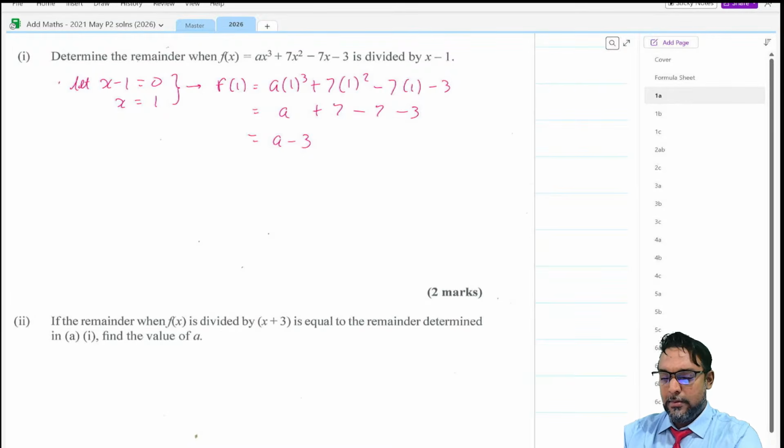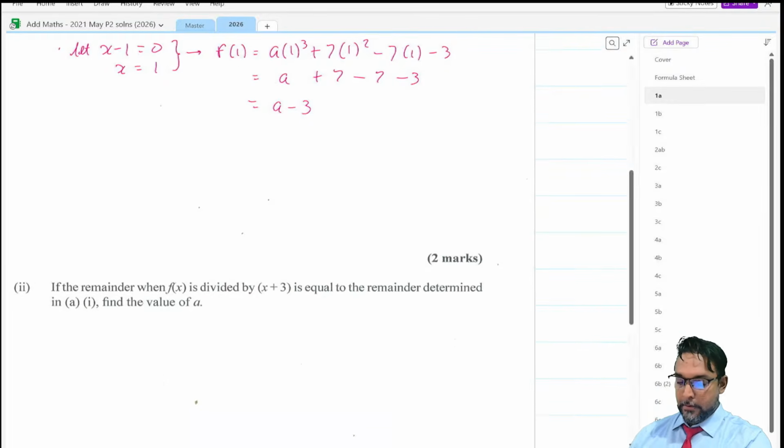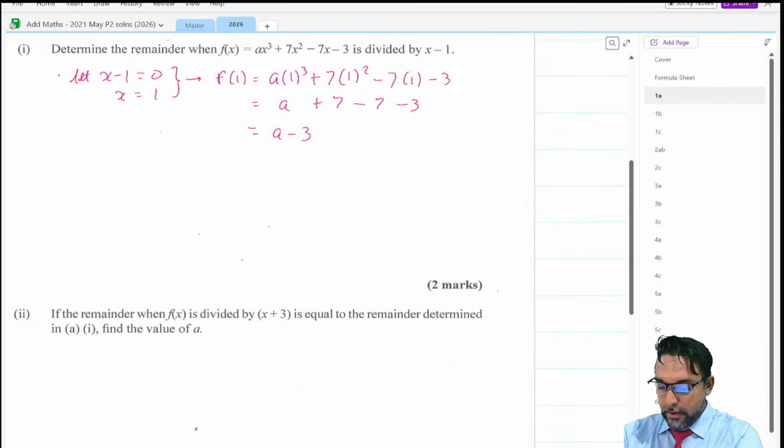You're assuming that x minus 1 is a factor. They never said that. They just said find the remainder. I knew it couldn't be for 2 marks. If the remainder when f of x is divided by x plus 3 is equal to the remainder determined above, find the value of a.